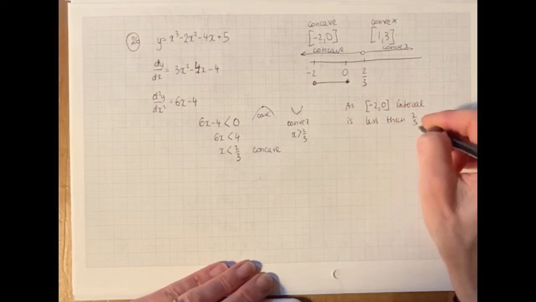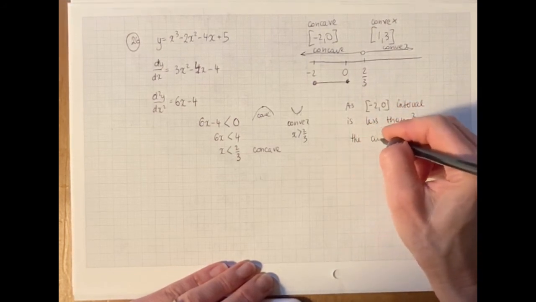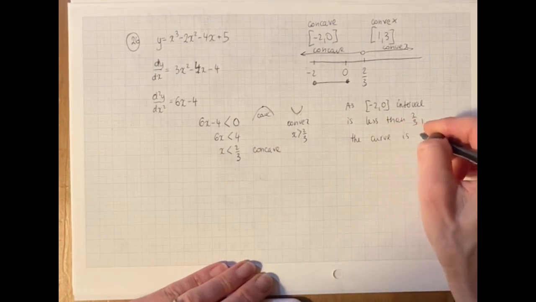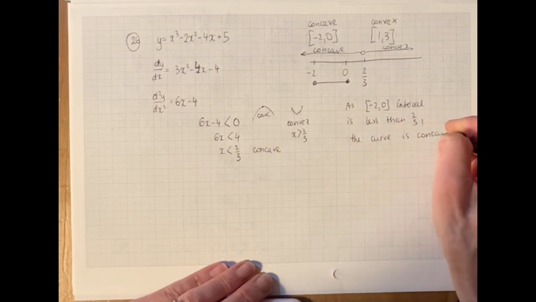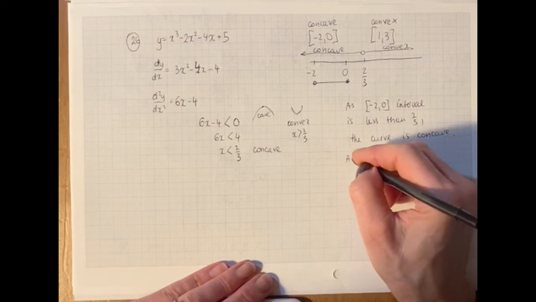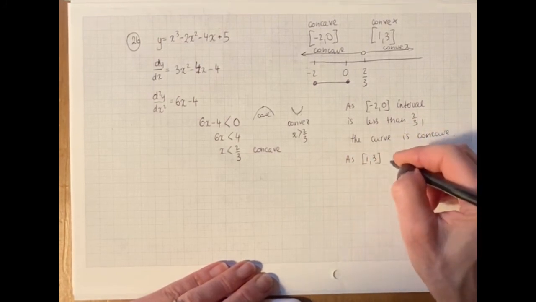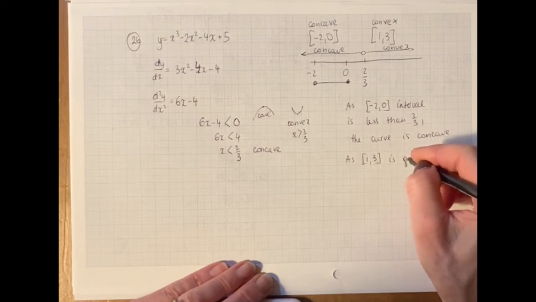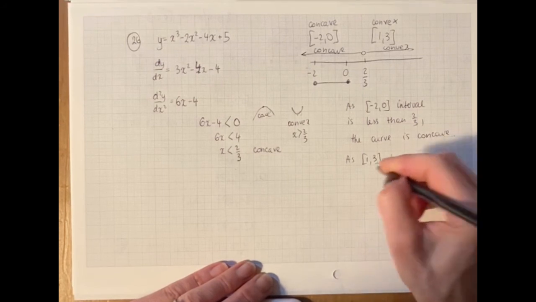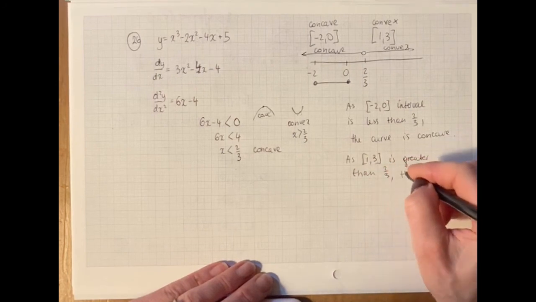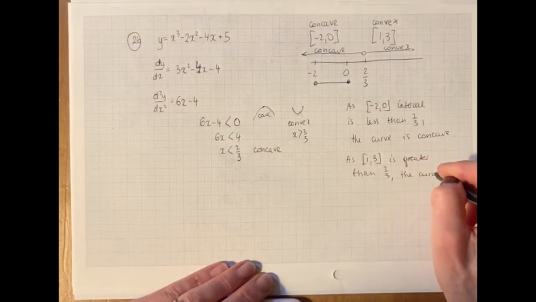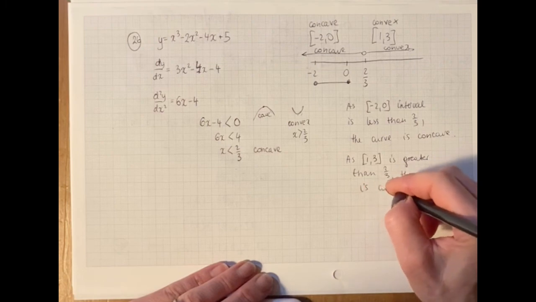So as the minus 2, 0 interval is less than 2/3, the curve is concave, as anything in the interval 1 to 3 is greater than 2/3, the curve is convex.